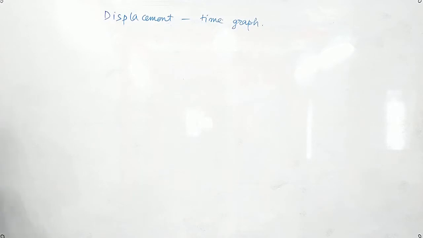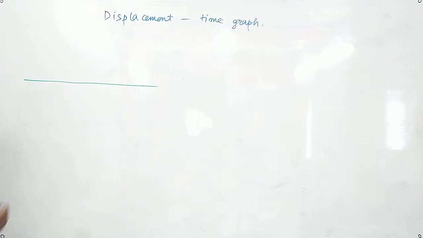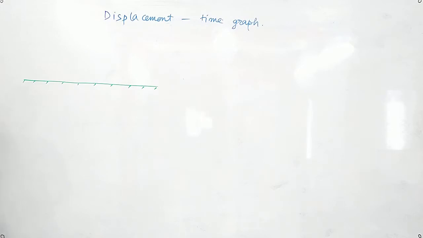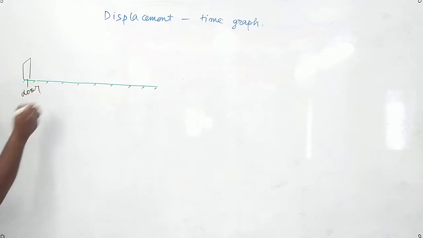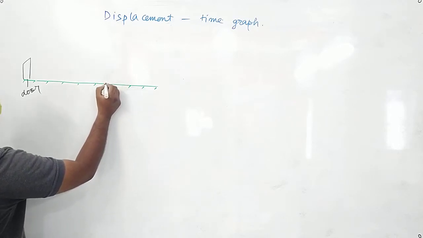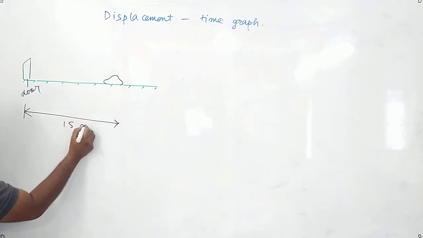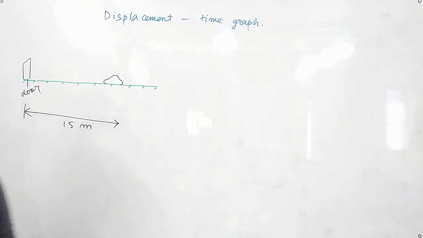Suppose this is a green lawn. Oshmita, this is a green lawn. This is the door of a person. Now, a stone is at this position. Suppose the distance between the person and the stone is 15 meter. The distance is 15 meter.